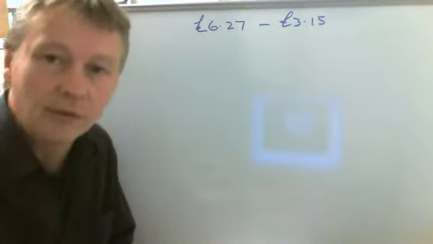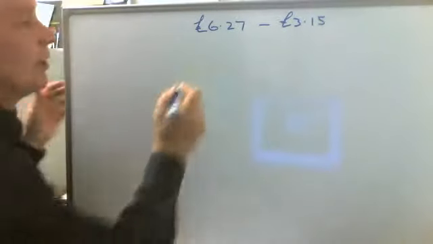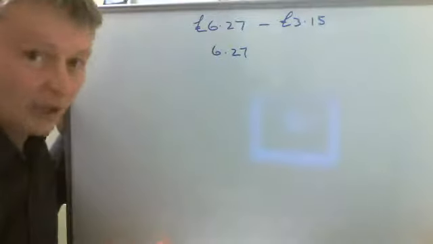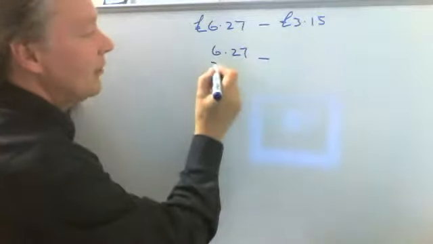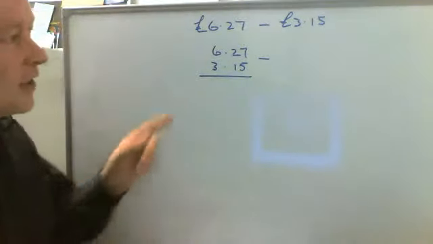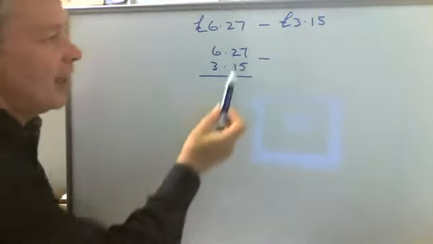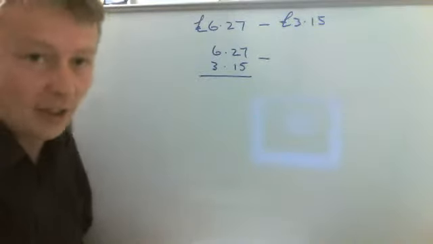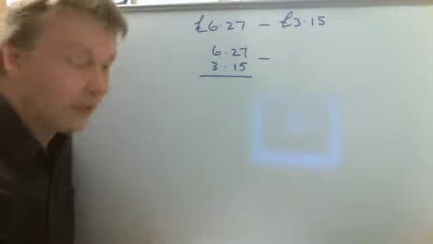that the decimal point remains in the same place for both numbers. So we've got 6.27, which is the way I would rewrite £6.27, take away 3.15. And the thing to notice is that the decimal points remain one above the other, and I have the same number of digits after the decimal point for both lines. So I then proceed as if it was a normal column arithmetic.